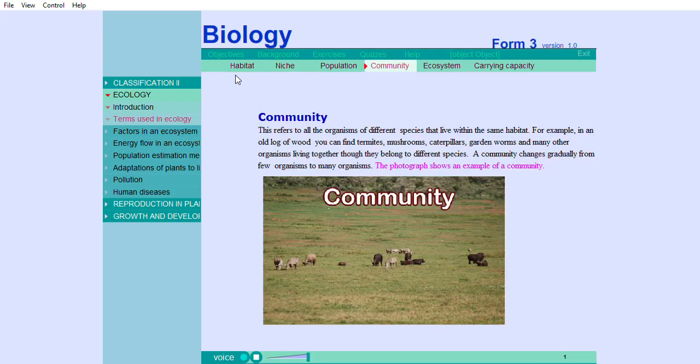Community. This refers to all the organisms of different species that live within the same habitat. For example, in an old log of wood, you can find termites, mushrooms, caterpillars, garden worms, and many other organisms living together, though they belong to different species. A community changes gradually from few organisms to many organisms. The photograph shows an example of a community.